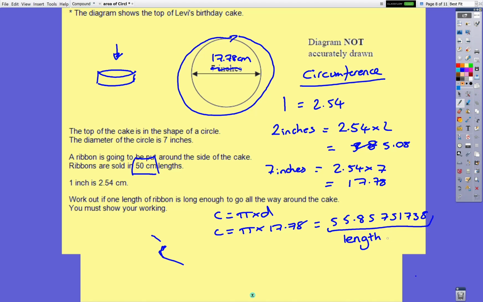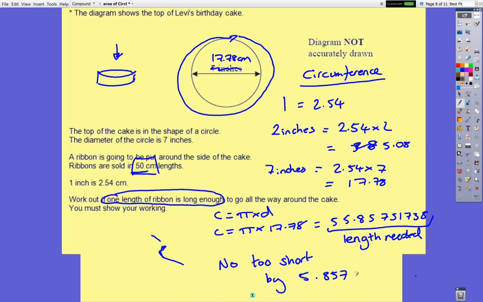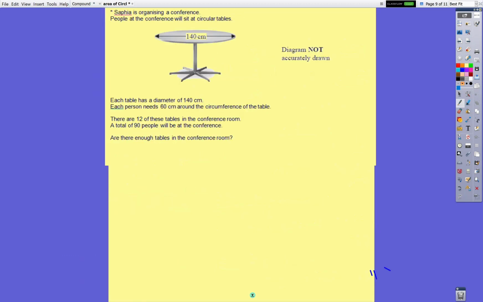Now, this here is the length needed. Okay, so length needed. And the question says, is one length of ribbon long enough? Well, is it long enough if I've got one ribbon, which is only 50 centimetres, and I need 55.85? So, no, too short. And always show by how much, well, 55 take away 50 leaves me with 5.8575178.